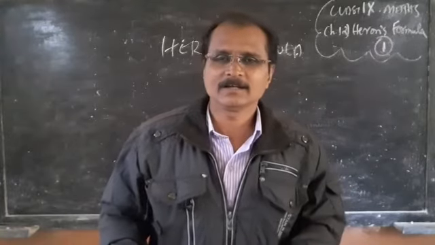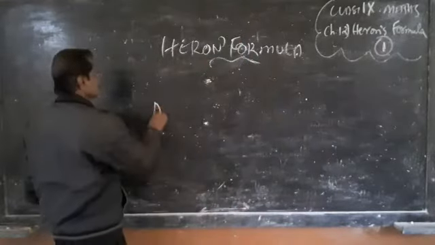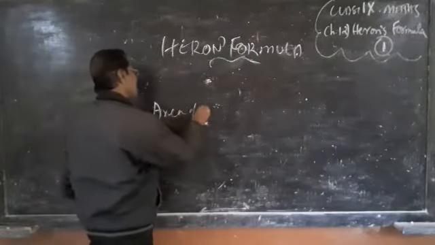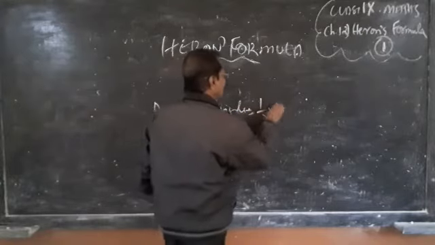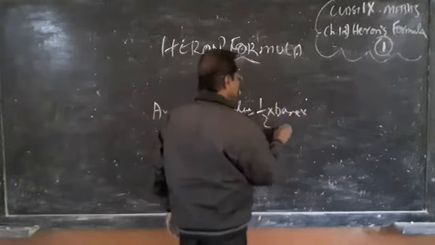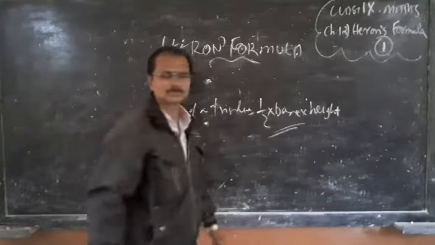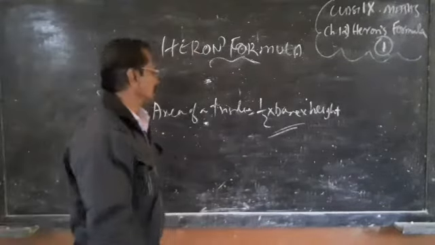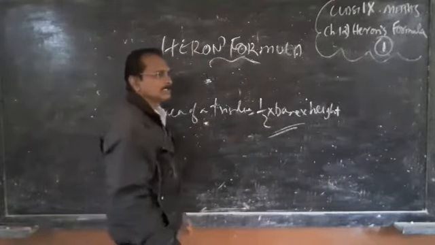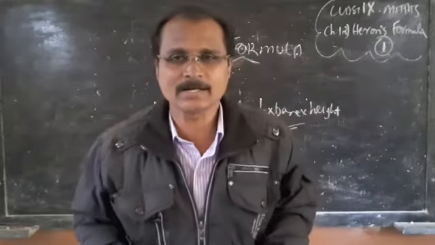And earlier we had the formula for the area of a triangle: area of a triangle is half into base into height, half of base into height. Okay. So now Heron derived a new formula dealing with the sides of a triangle.